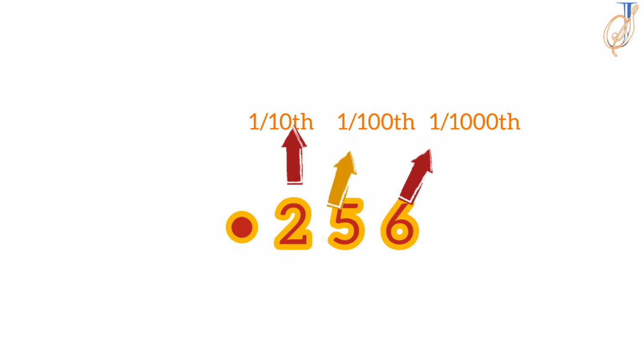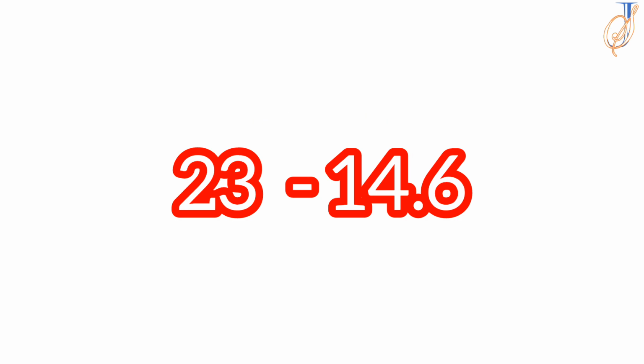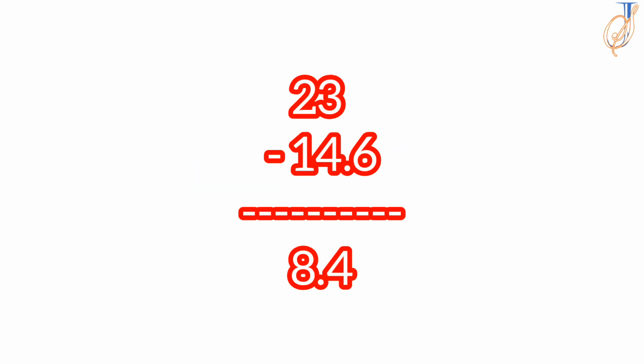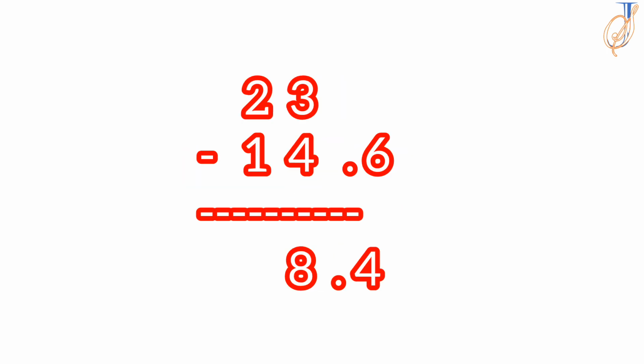Let's come to the original problem. 23 minus 14.6. First you do the calculation, that means subtraction. You will get 8.4. And observe the place values of these two numbers. The number 23 stops its significant figures in the units column. The second number 14.6 stops its significant figures in the 1/10th column. Limit our result to the units column.